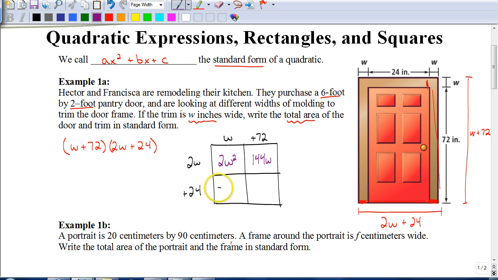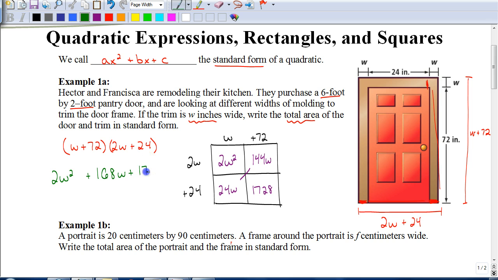And 24 times W is 24W, and 24 times 72 is going to be 1,728. So now again, we combine like terms. Your like terms are going to be the diagonal ones there. They both have just plain old W's. I don't have any other W squared, so leave that 2W squared as it is. And then 24W plus 144W is going to be 168W.